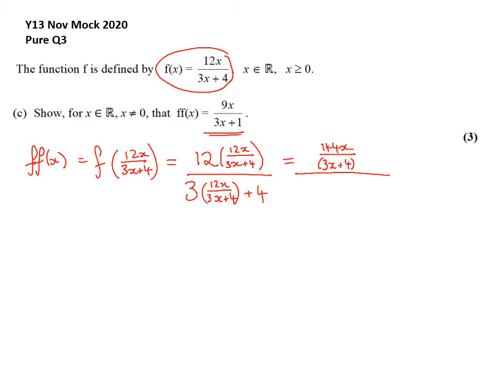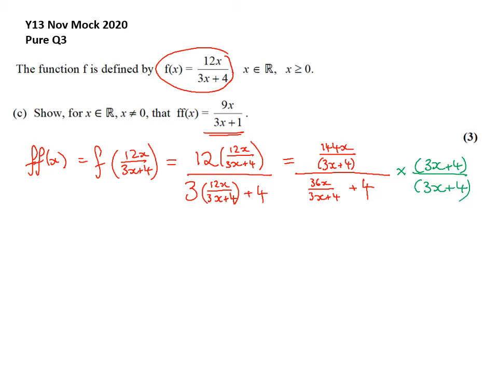And on the denominator here I would have 36x over 3x plus 4. And then I've got this plus 4. I'm going to want to combine these really, so let's leave it like that for now. But what I would then be looking at doing is potentially just multiplying top and bottom of this fraction by 3x plus 4.